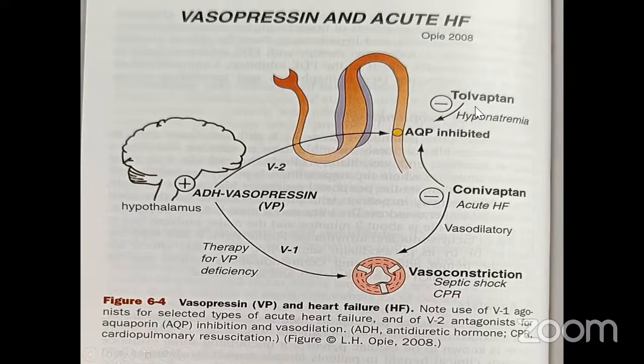So hyponatremia will be great when we add multiple drugs in heart failure. In such cases, we can add tolvaptan, where we can be done with it. In acute failure, we add conivaptan, which causes vasodilatation because of vasoconstriction, septic shock. In such cases, a vasodilatory effect is needed, and hence we want this conivaptan. And in therapy, especially in deficiency, we use this vasopressin, where it acts on V1 and increases the vasoconstriction, especially in septic shock.